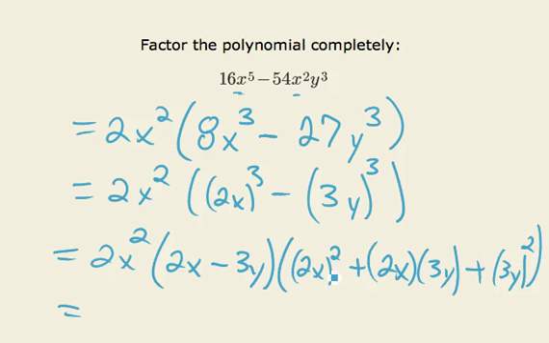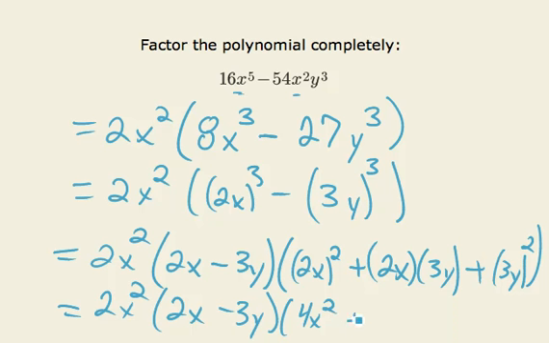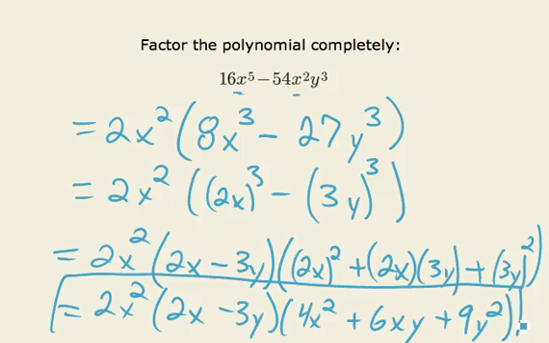I could go ahead and do some of those products, some of those squaring. So I'll write that, and then we'll have our final answer. 2x minus 3y. 2x squared is 4x squared. Plus 2 times 3 is 6. X times y is x times y. 3y squared is 9y squared. Here is my final answer. Now this thing has been factored completely.